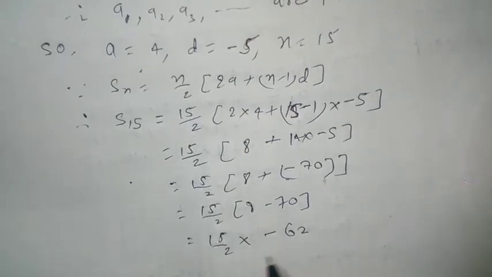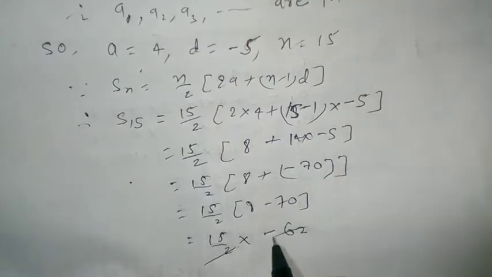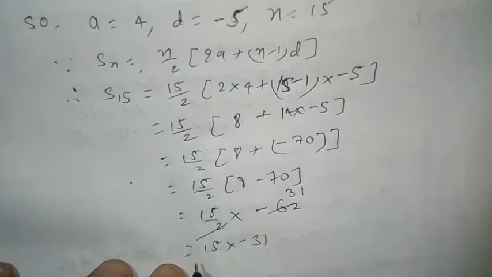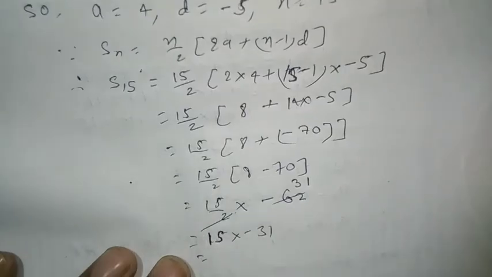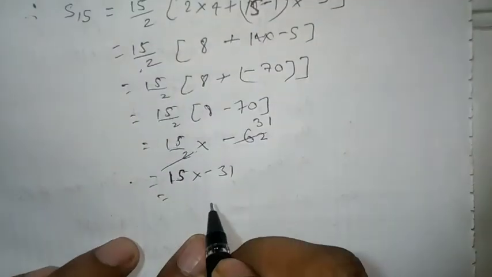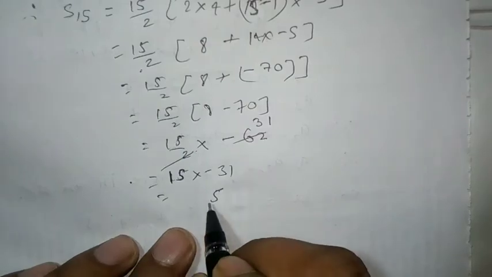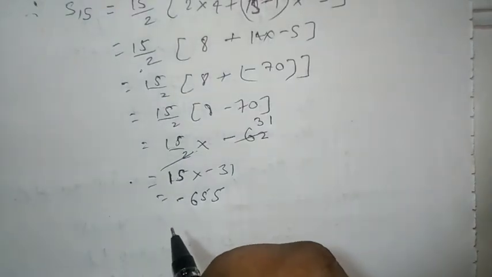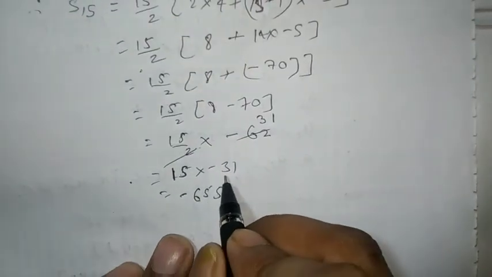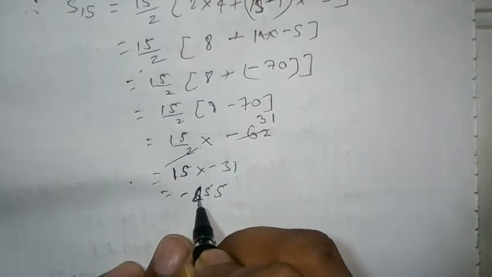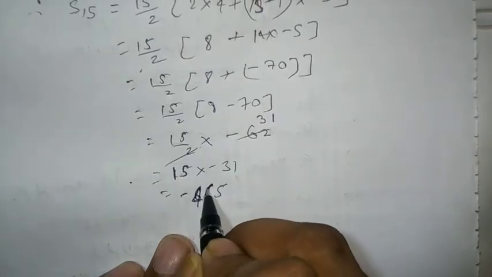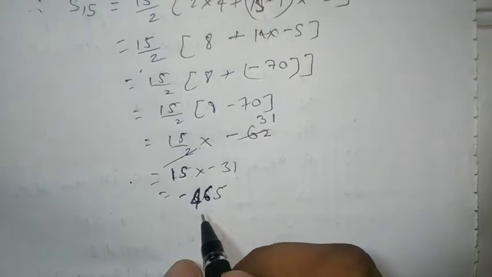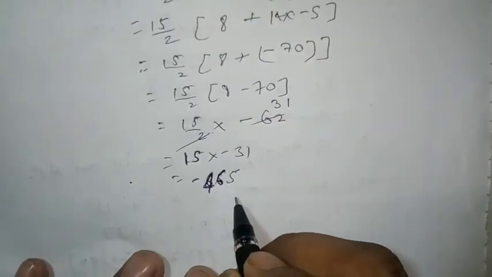62 divided by 2, then we get 31. So 15 into minus 31 is equal to minus 465. So your answer is minus 465.